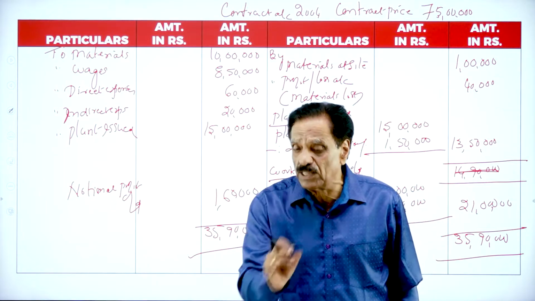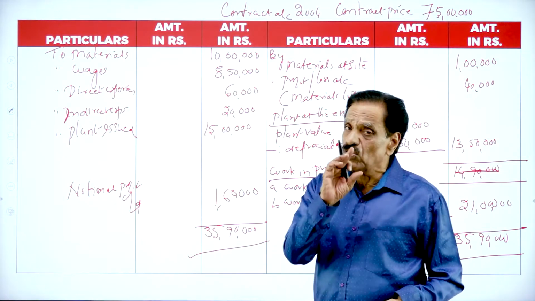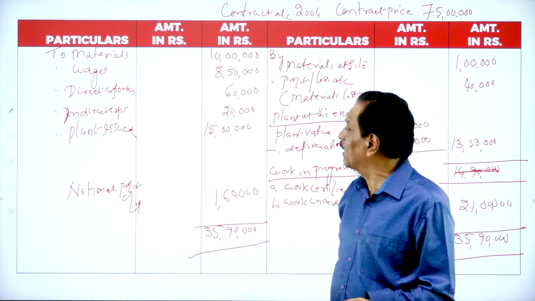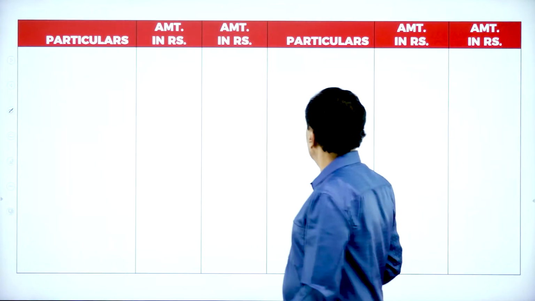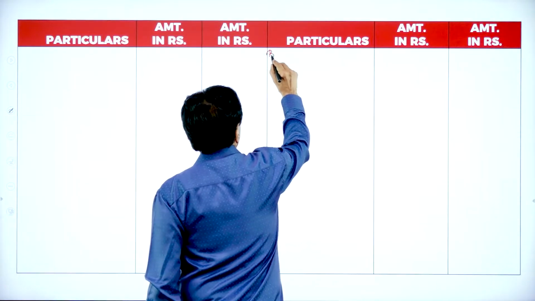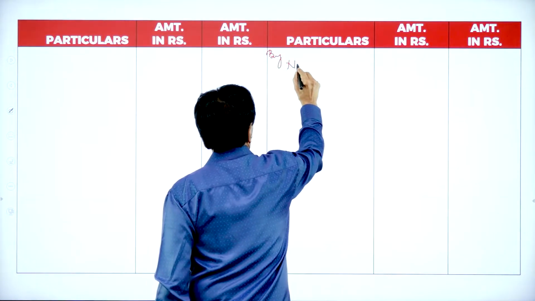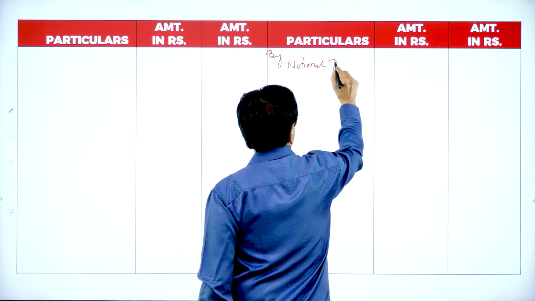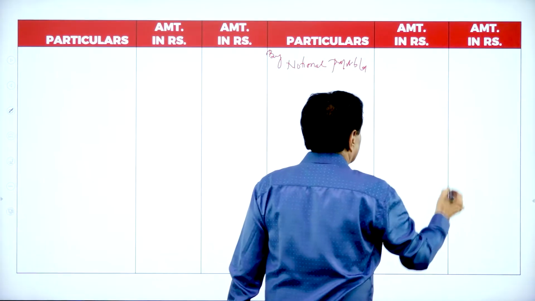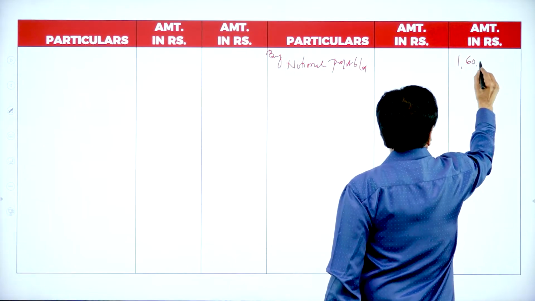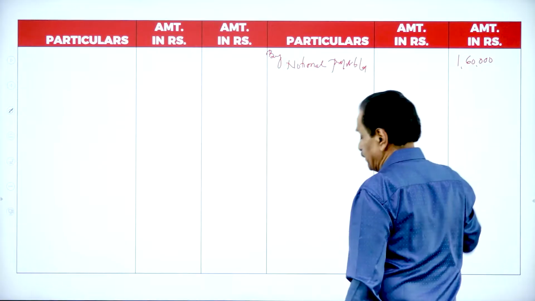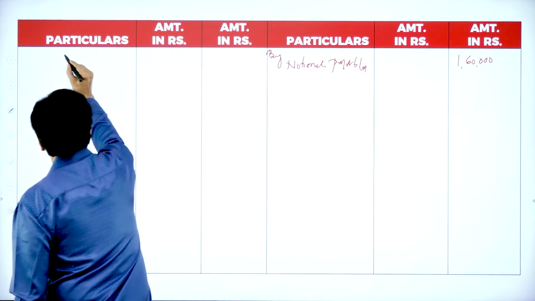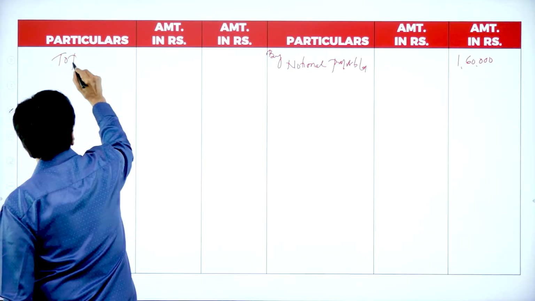Your work certified is more than 1/4 now. You have to charge 1/3 now. By notional profit brought down 1,60,000. Debit side. To profit and loss.